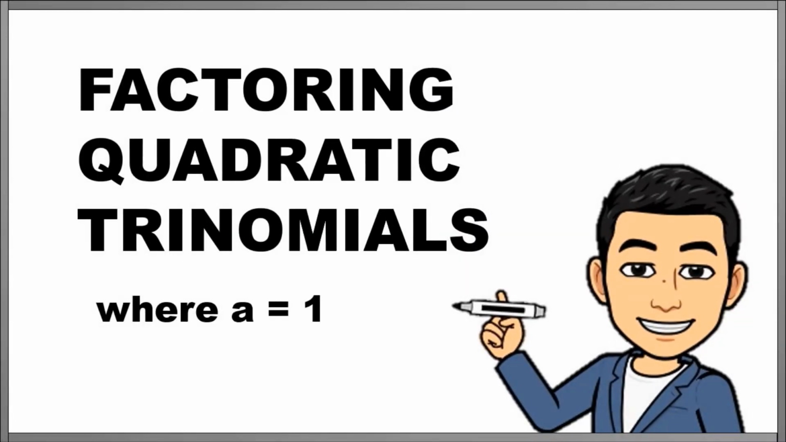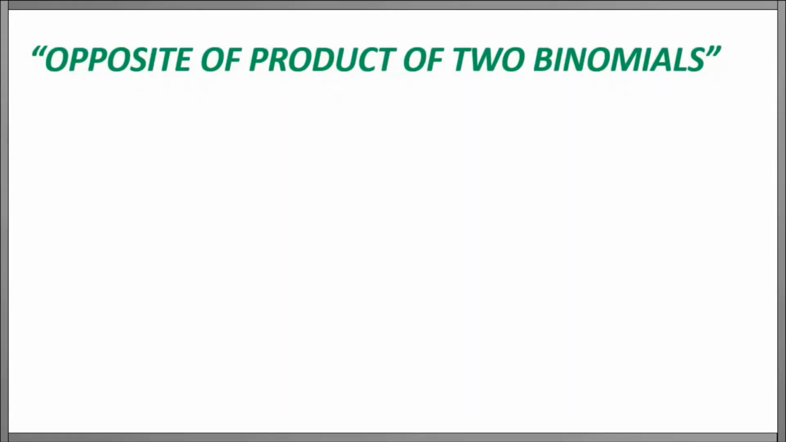Hello everyone, we're now on the last factoring technique, which is about factoring quadratic trinomials. However, we are going to split this lesson into two parts. The first part is where a is equivalent to 1. This is the direct opposite of the product of two binomials.